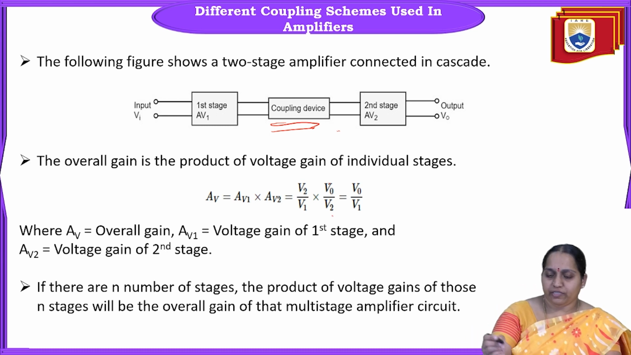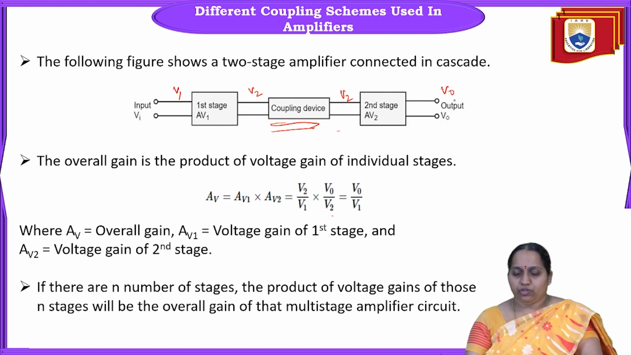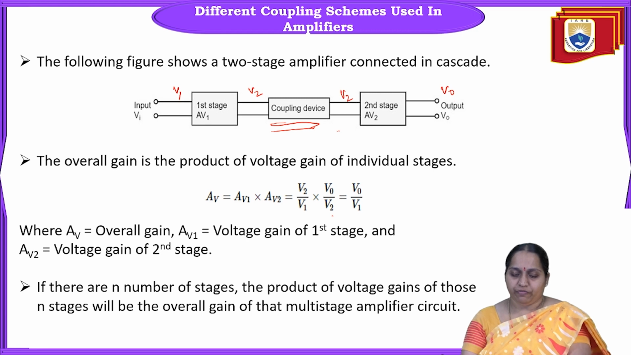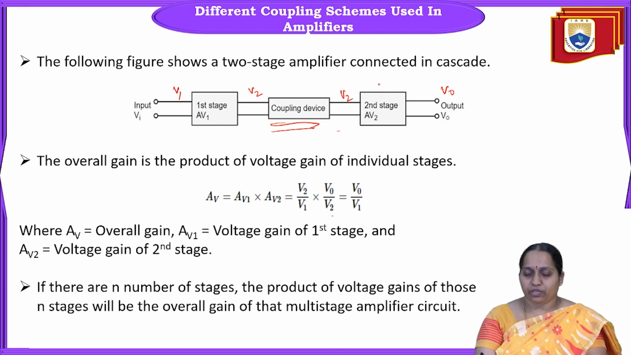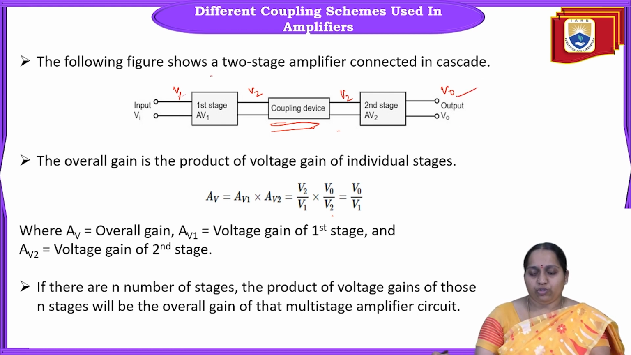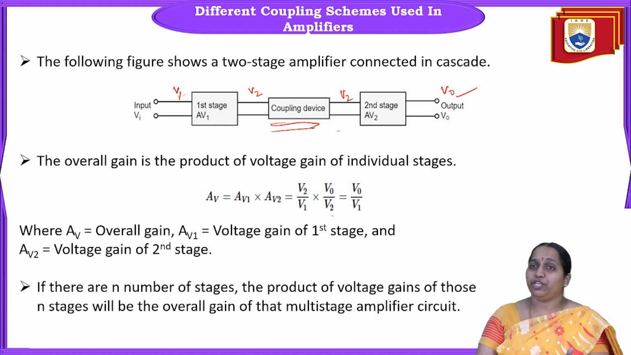Okay. So, if we say the input is V1, okay, and here you have V2, okay, and the same V2 is given to the second stage, and this is V0. So, the first stage gain is what? V2 by V1, and the second stage's gain is V0 by V2. So, on the whole, you will get total gain AV equal to AV1 into AV2, that is nothing but V0 by V1. Okay, V0 by V1. So, the overall gain of a multi-stage amplifier is nothing but the product of the gains of the individual stages.